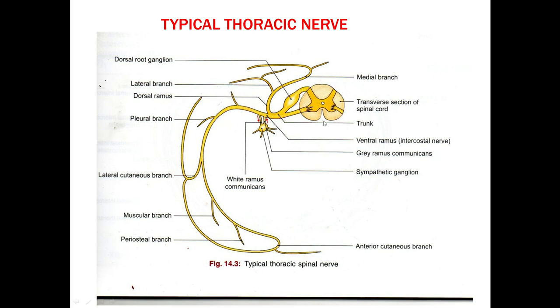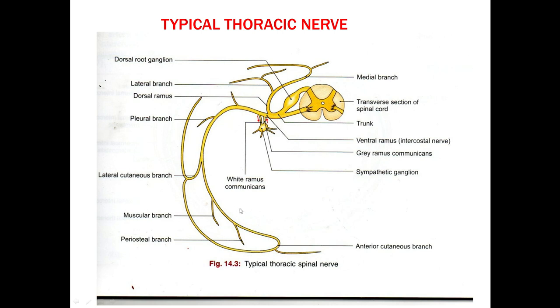This is the transverse section of the spinal cord, the dorsal ramus and the ventral ramus. Here is the dorsal root ganglion. The dorsal ramus gives off branches, the lateral as well as medial branches. Can you see this dorsal ramus and the two branches, medial and lateral? The ventral ramus also gives off branches.